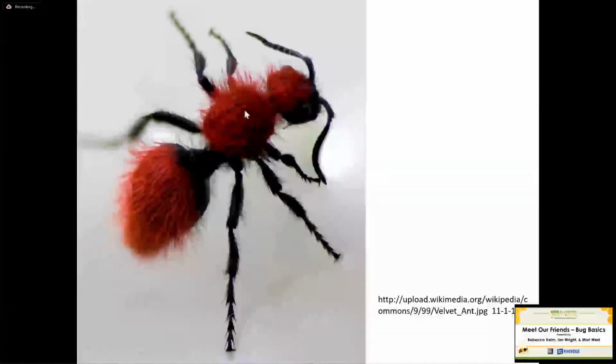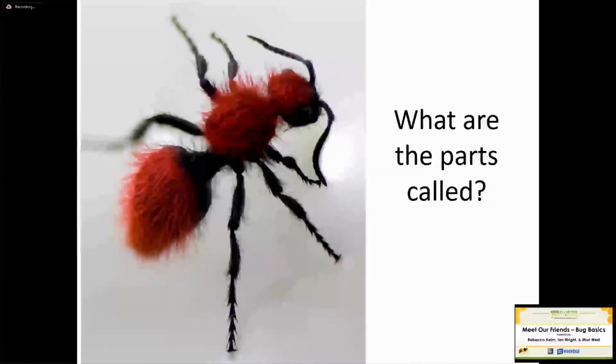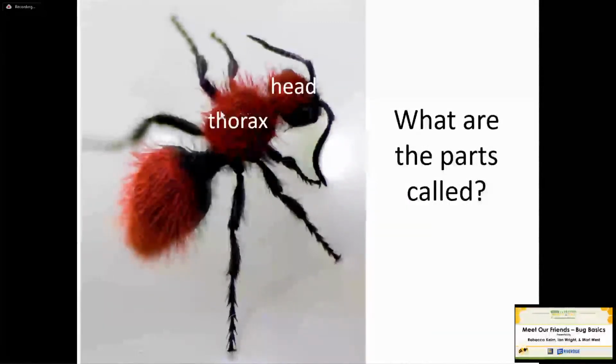And now let's talk about other features of an insect. They have 3 main body parts that I'm going to talk about. The first one is pretty easy to remember. It's just the head, which is then attached to the thorax, which is the middle part. And then the abdomen, which is always attached to the thorax. And even though not all insects look like this nice velvet ant here, they do have all 3 of these parts.